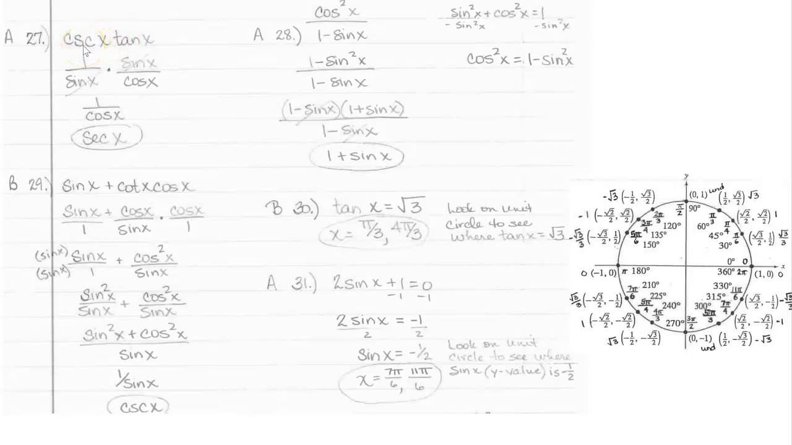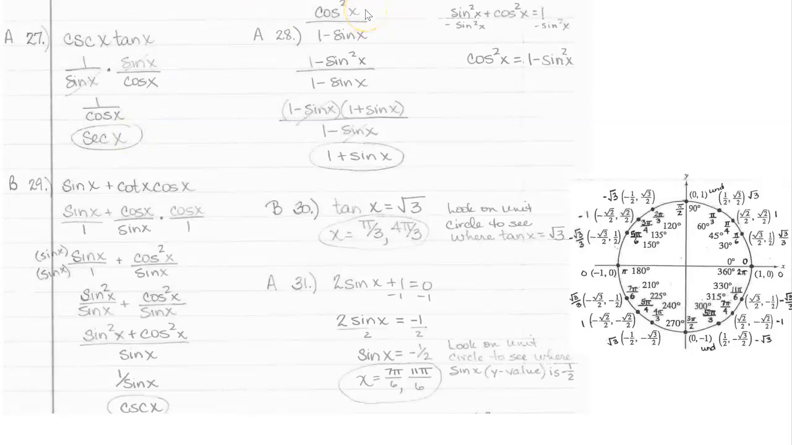So cosecant by definition is 1 over sine, and tangent in terms of sine and cosine is sine over cosine. So you can see our sines would drop out, and that would leave us with 1 over cosine, and 1 over cosine is secant. All right, for 28, again, go back to the beginning.